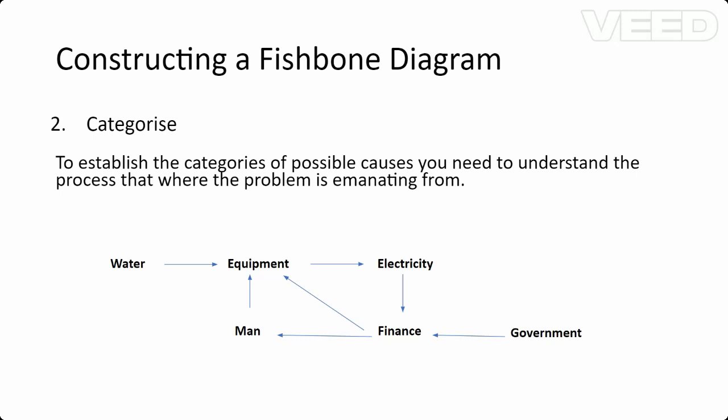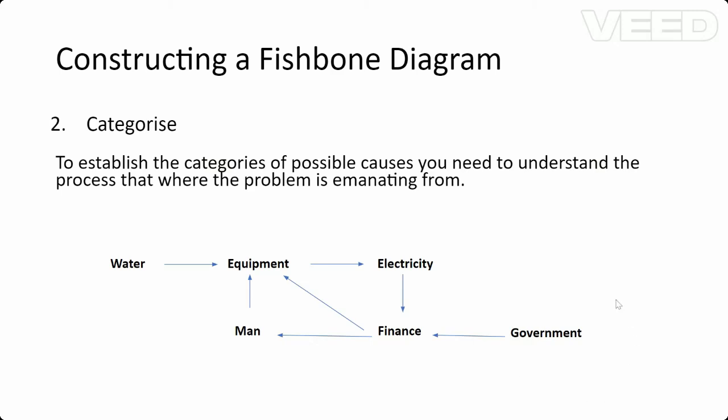So before you construct your fishbone diagram, you need to understand the process. We already have the problem, which is load shedding. We can even classify the problem. We can use other terms instead of load shedding, we can just say power shortage, power outage, whatever makes you feel comfortable to define the problem.